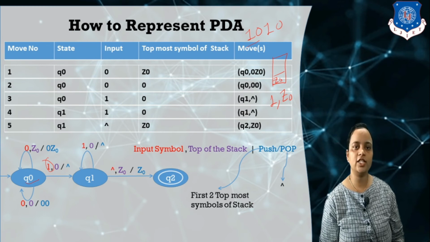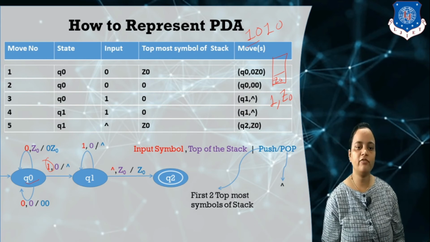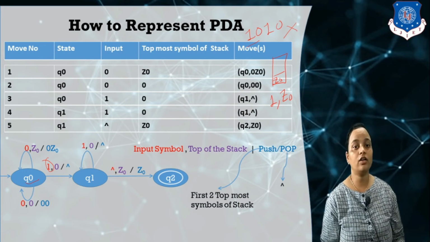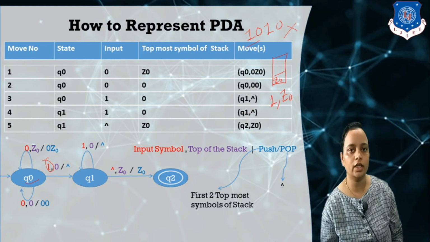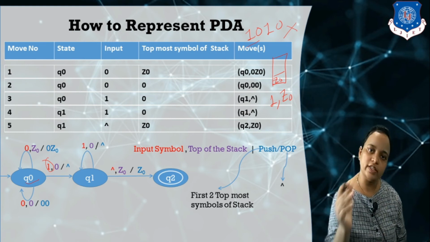Now see the transition. Is there any transition which contains input 1, Z0, topmost symbol? No. It means that this string is not a valid string, that's why we are not moving to the further states Q1, Q2 like this. So this is an invalid string and we have to reject it.